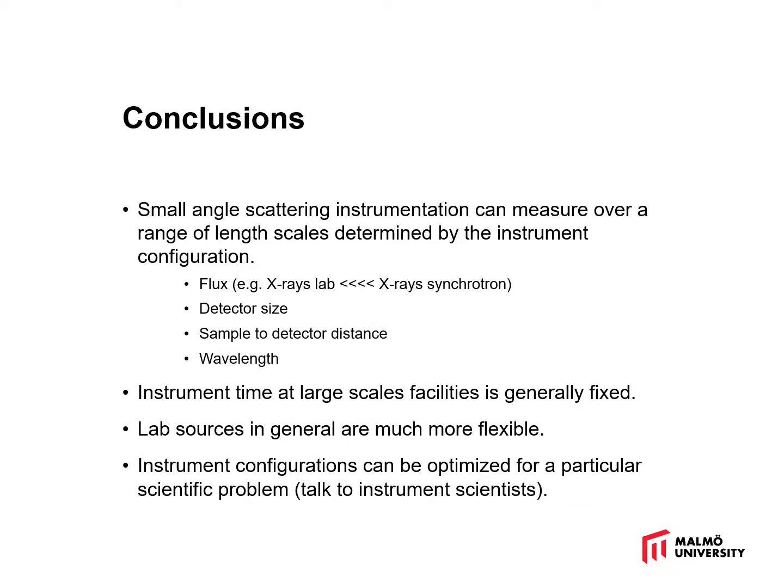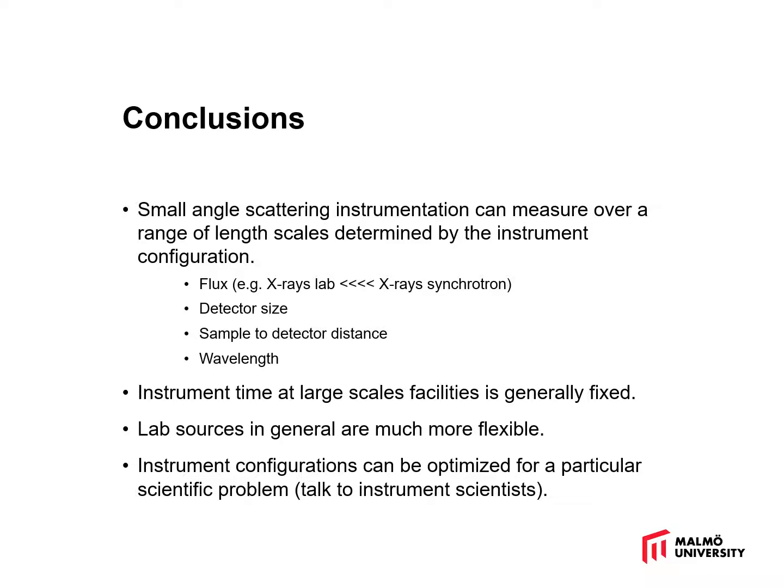So in conclusion, and I realise that was an awful lot of detail, but I think it's really quite useful when you start to put these observations in the context of the experiments you're doing. And don't be afraid to ask questions of instrument scientists and maybe push them outside their comfort zones a bit. So typical small angle scattering instrumentation can measure over a range of length scales determined by the instrument configuration. So how they set up the instrument determines the Q range that you're going to look at.